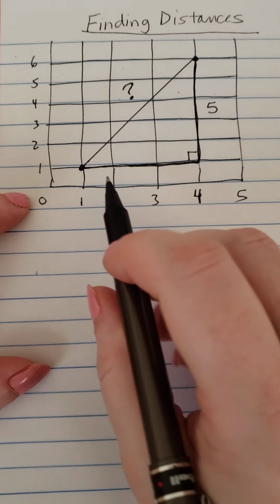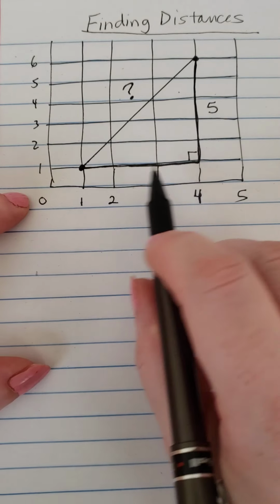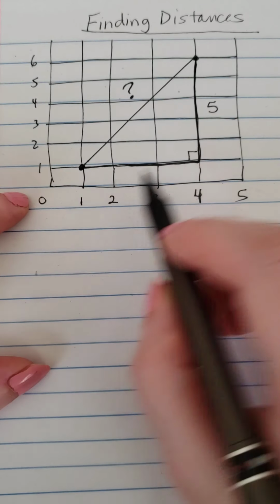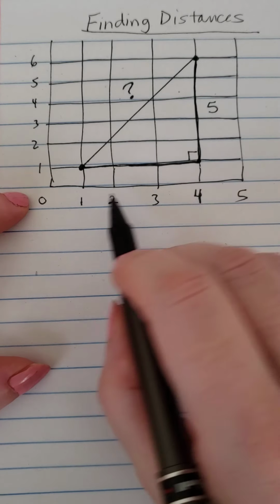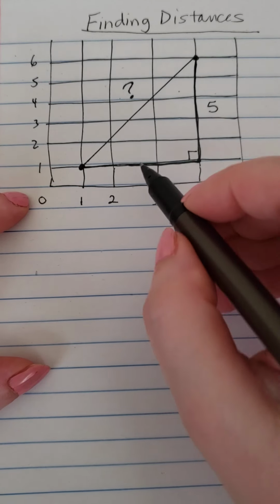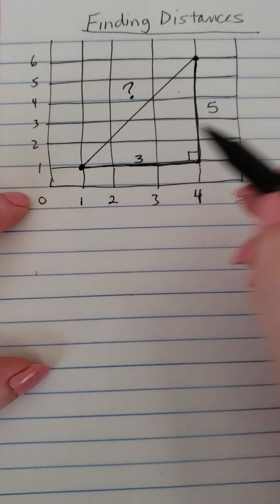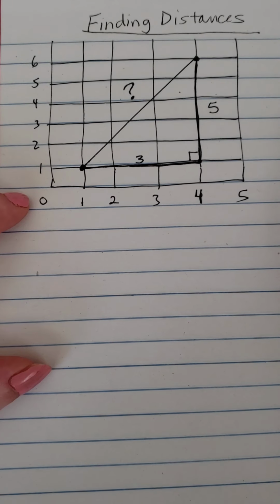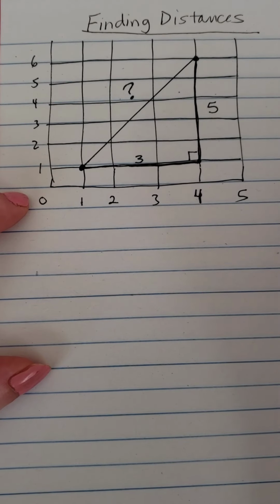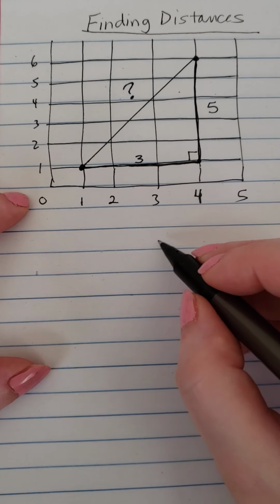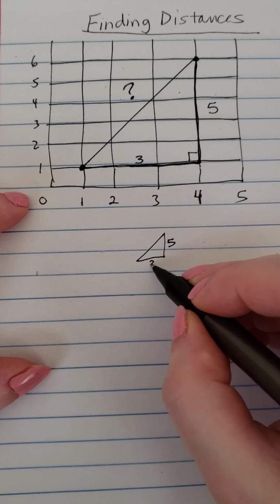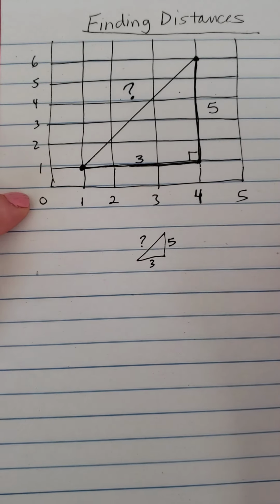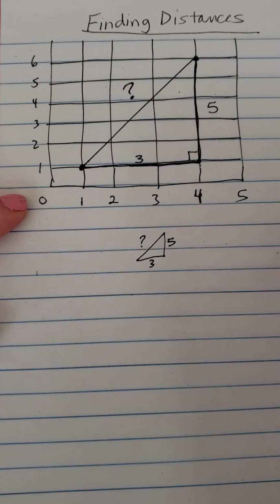All right, let's look across going this way. This point hits at 1. This point here hits at 4, so the distance between the two of them is 3. So we now have our two distances, the legs of our triangle. I'm just going to redraw that triangle really quick. We've got a length of 5 and a length of 3, and we're trying to find that missing length.